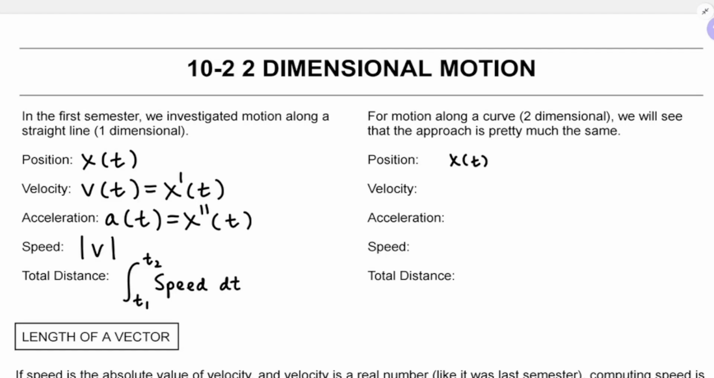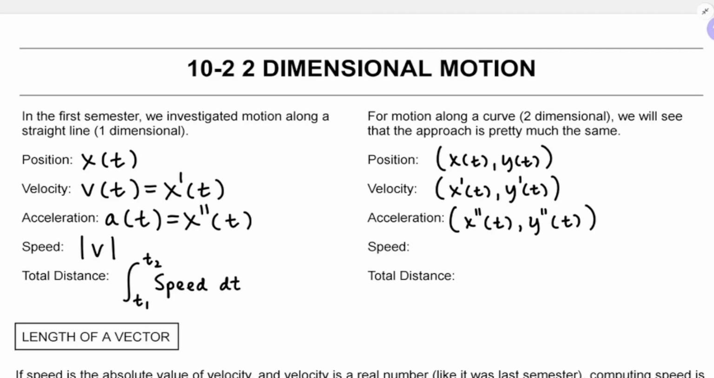Position, we're still going to have an x of t, but there's also going to be a y of t because there's two dimensions, so it's just like a coordinate pair. The velocity is going to be still the derivative of x, but also the derivative of y, because if the position is a vector, then the velocity will also be a vector. Okay, and then the acceleration is itself also a vector because it's going to be the second derivative of position. And so it'll be x double prime of t and y double prime of t. And for us, for two-dimensional motion, speed is still going to be the absolute value of velocity. And total distance, we're going to calculate this the exact same way using the integral of speed.